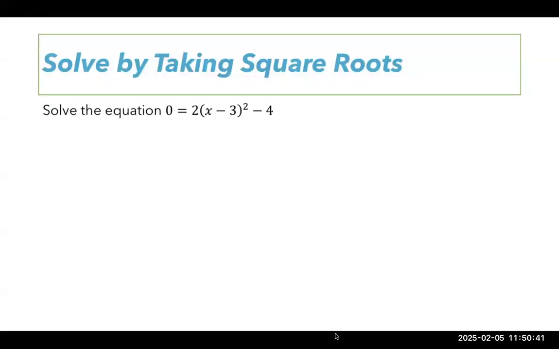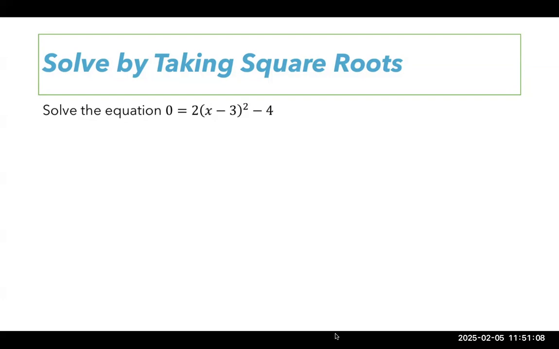When we are solving quadratic equations, you'll notice that there is only one variable now in our equations. If there were two variables, we wouldn't be able to solve. So we're just looking at one variable and we're trying to solve for x. Now, there are different methods for how you can do this. The first method we're going to look at is to take square roots.